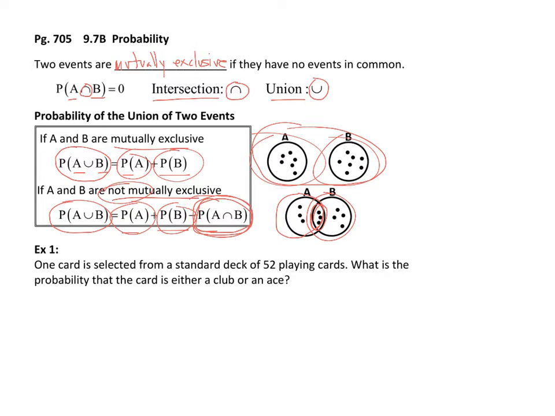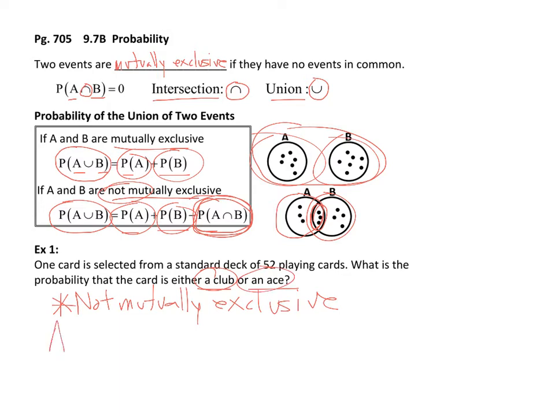Now for example, one card is selected from a standard deck of 52 playing cards. What is the probability that the card is either a club or an ace? Club or an ace. Are these events mutually exclusive? They are not mutually exclusive. That means that there's an overlap. You could have a card that's both a club and an ace. So these two events are not mutually exclusive.